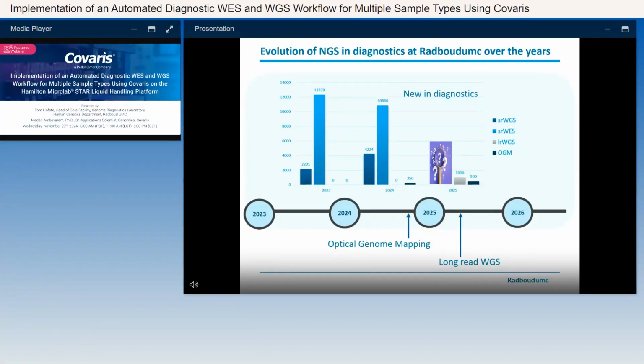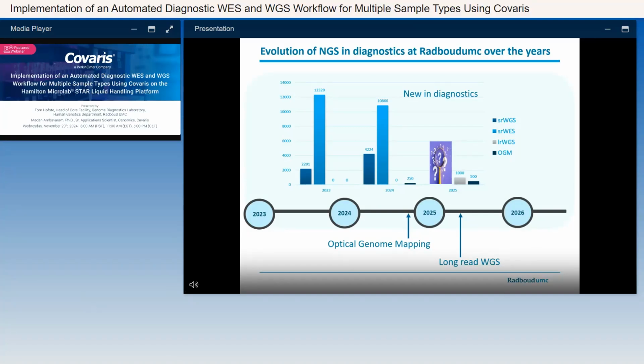But we will also start with our first long read whole genomes in diagnostics. What will happen with the short reads, we don't know exactly. But we can imagine that the short read exomes will decrease and the short read genomes will increase, and then be in competition with the long read whole genomes. So a question mark for us as well.